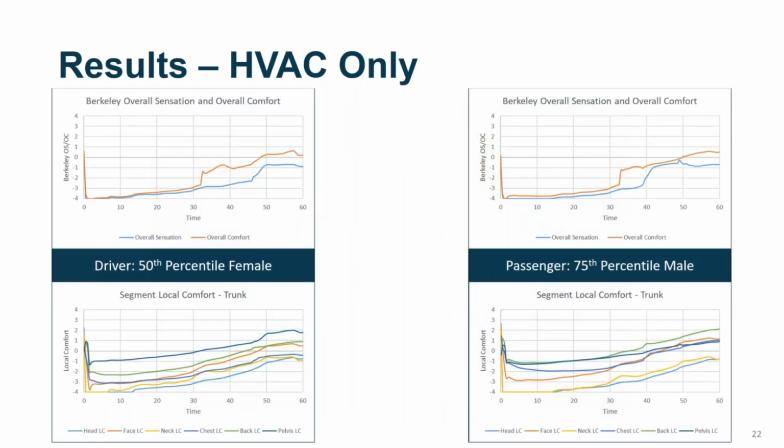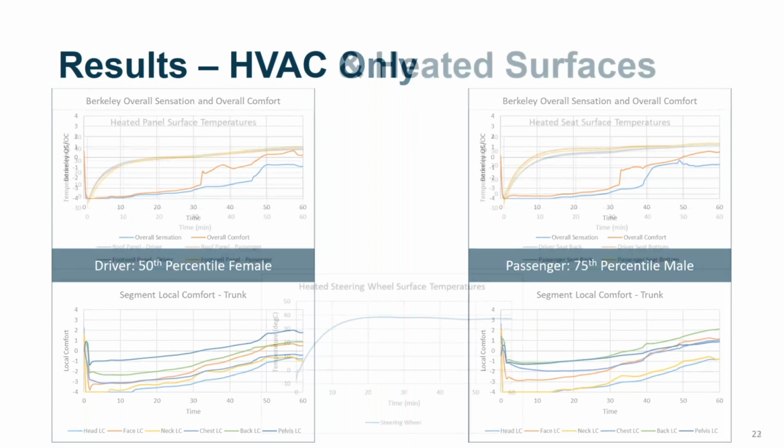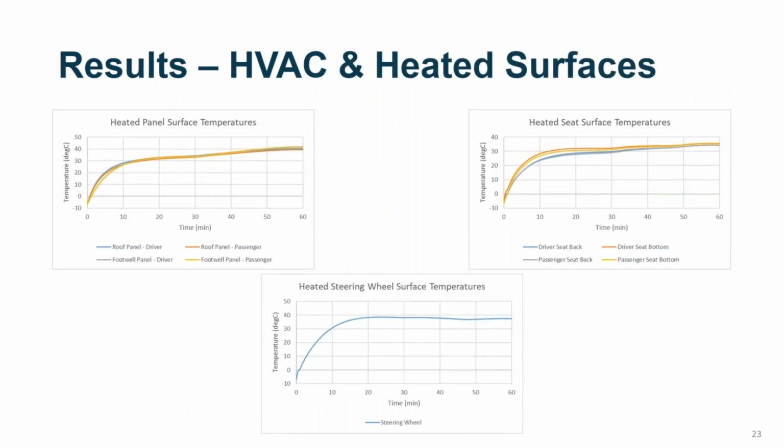And then here are some high-level Berkeley sensation and comfort results for the HVAC only case. We have our driver on the left-hand side and our passenger on the right-hand side. Just as a reminder, the passenger is a 75th percentile male and the driver is a 50th percentile female, so there is some different physiology weighting in there. So this is the baseline results, and we'll move on to our heated surfaces.